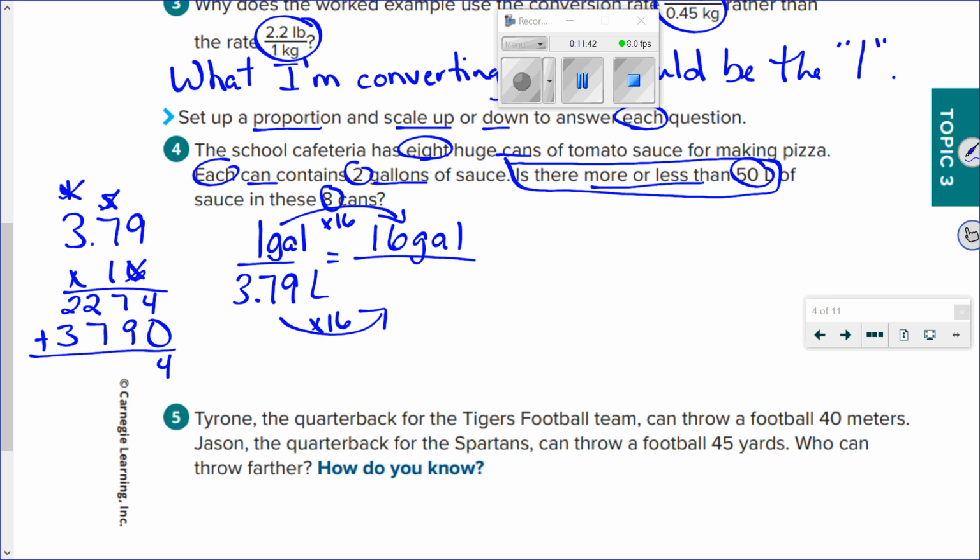So 7 plus 9 is? 1 plus 2? 3 plus 7? 1 plus 2? 3 plus 3. There are 2 numbers behind the decimals in my problem, so there should be 2 numbers behind the decimal in my answer. So I get 60 64/100 liters. So my question was, is there more or less than 50 liters of sauce in these 8 cans? So what should my answer be? More. Start it the same way every time.